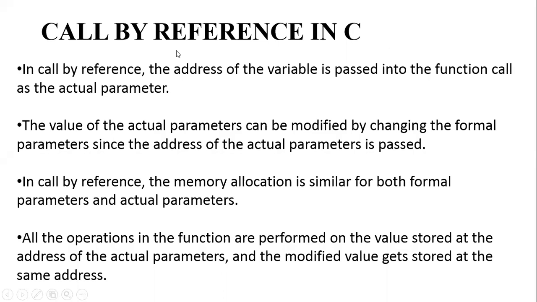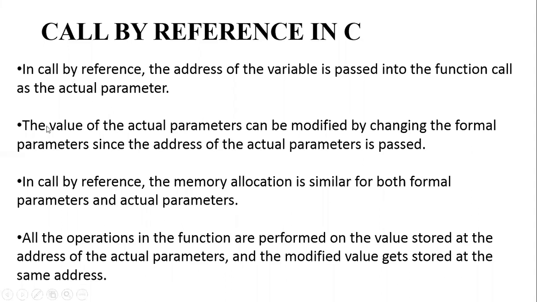Hi students, we will discuss call by reference in C programming. In call by reference, the address of the variable is passed into the function call as an actual parameter. When you see call by value, we are passing the data directly, but here we are not passing any direct data. Instead, we are passing the address of that particular variable. The variable is going to have a value for that particular address we are sending as an actual parameter.